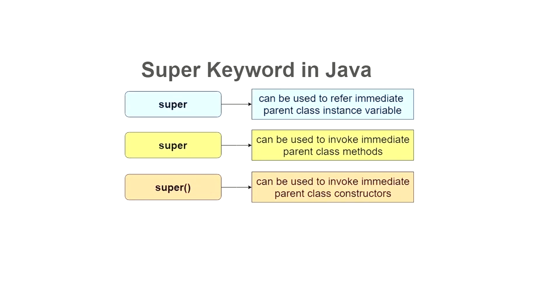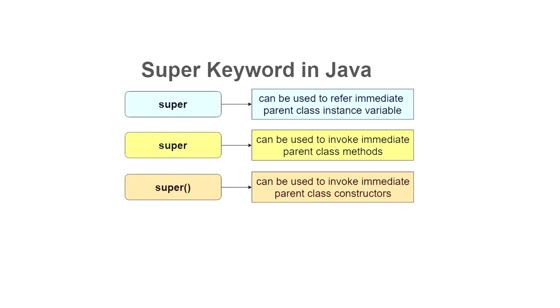Let's see. Now we have three. You can see the very first: the super keyword can be used to refer to the immediate parent class. Now we can say there are multi-level classes too. In that case, how can we specify which particular parent class? It is just the immediate parent class.